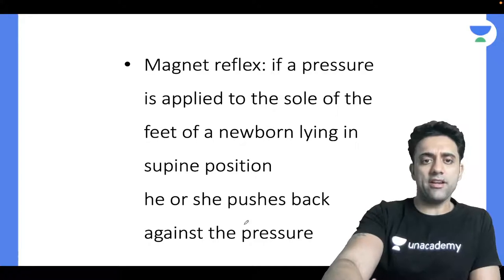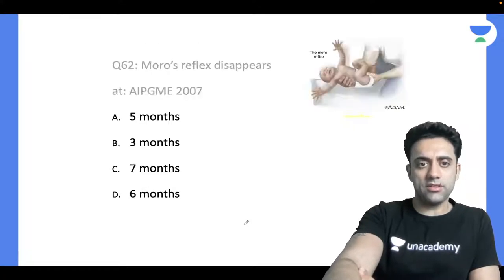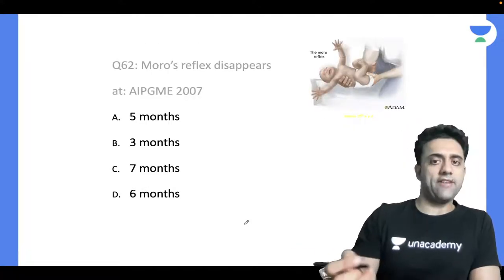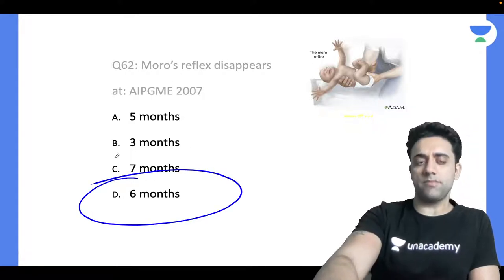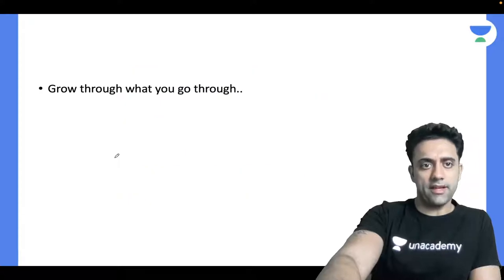Next question. Magnet reflex. Okay, leave it. I know this one. It's not that important. Okay, Moro reflex. Everyone knows the Moro reflex disappears by? The Moro reflex disappears by 6 months. Everyone knows that. Yeah, this reflex is over.